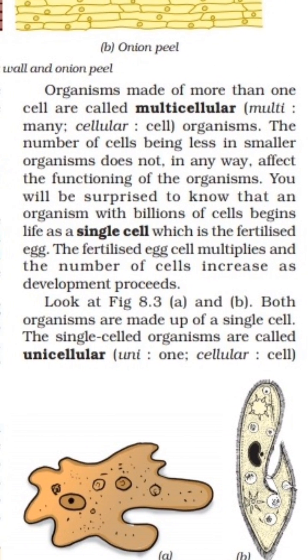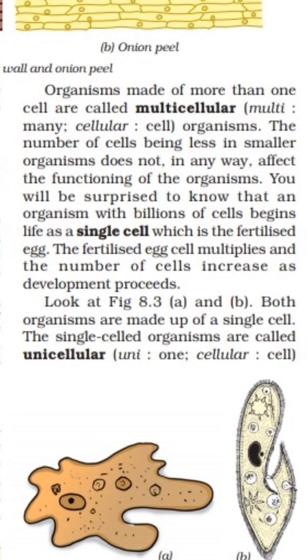Now see next one, organisms made of more than one cell are called multicellular organisms. These are most important definitions: multicellular and unicellular.